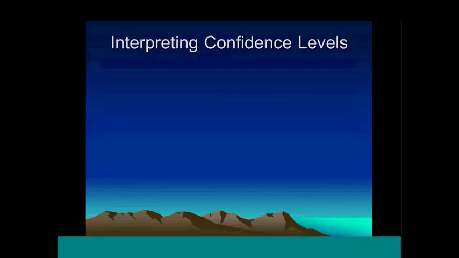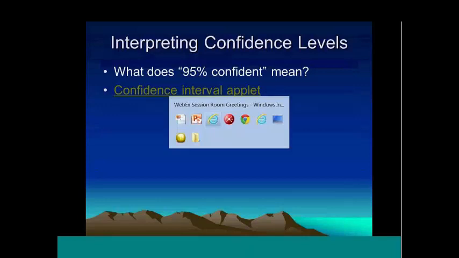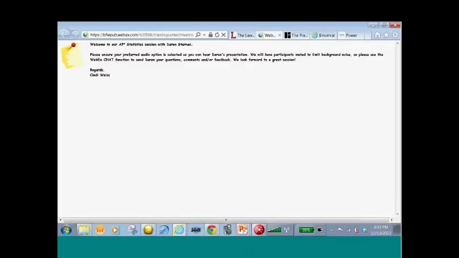Now I'd like to take a look at the issue of the confidence level, the 95% confidence that I mentioned in the previous example. What does 95% confident mean anyway? So I have a little applet that I'd like to show you. I've preloaded all the applets, so you're not going to see me click on the link in the slide and go there. I think it'll be faster if I just go straight to the applet that is loaded.